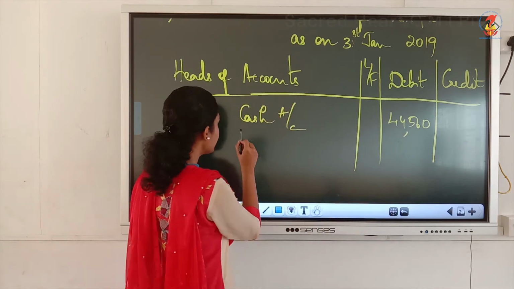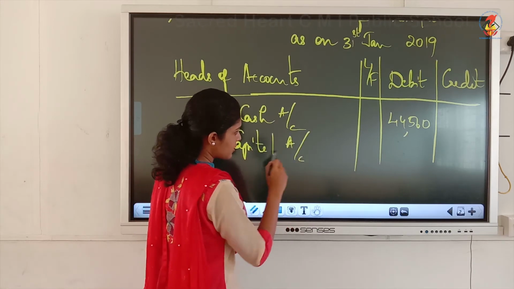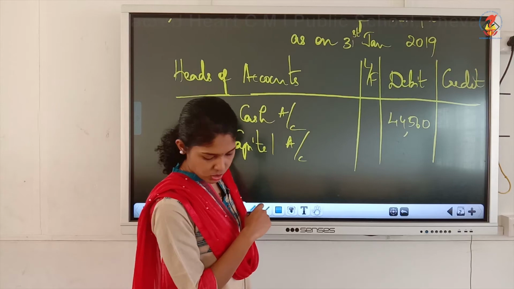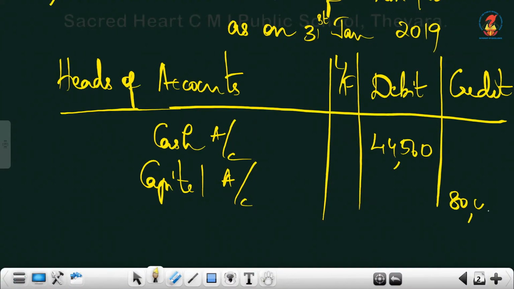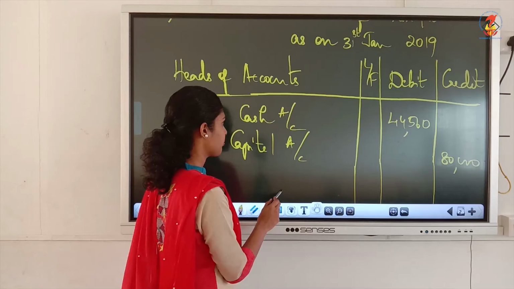Now you got the idea, no? This is how we have to do this entire chapter. That's why it's very easy and very small chapter also. But again there are chances for you to make careless mistakes. You have to see whether the figure should be written in the debit column or the credit column, that you have to do very carefully.